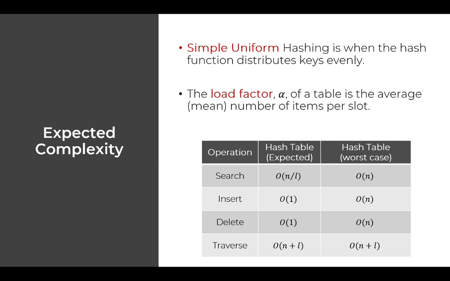But we need to consider the case where all the elements are stored in a single list, meaning we've got a lot of clashing, so every element will be stored in a single list at a given index. In that case, the search, the insert, and the delete will be in linear time. When we want to traverse the entire hash table, then we have a worst case of n plus L, n the number of elements, and L the number of slots, because we will have to visit every single slot even if that slot is empty. And when we visit a slot with some elements, we will have to go through all the elements in that slot, hence n plus L.